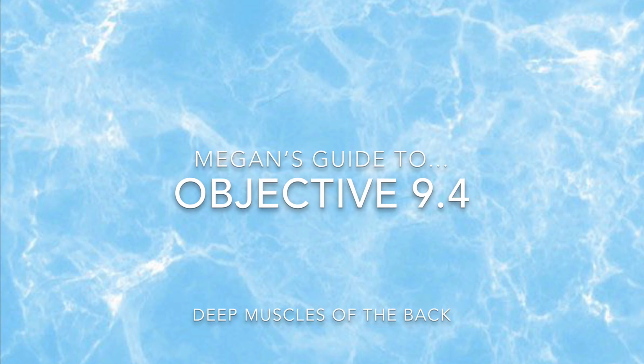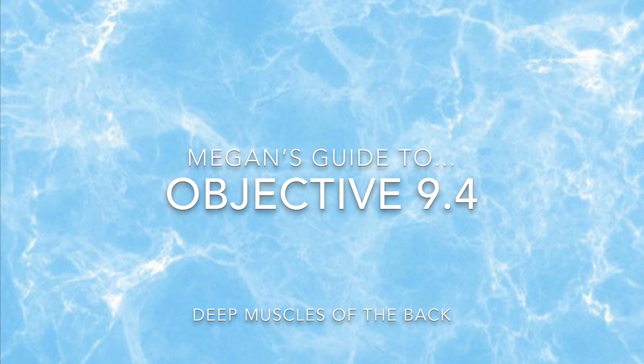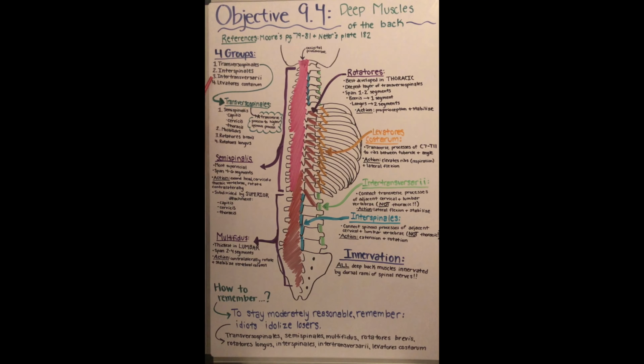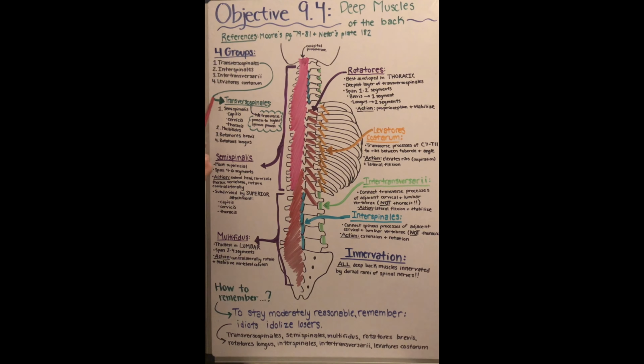Hello anatomists at large. Today we'll be discussing Objective 9.4, which covers the deep muscles of the back. There are four groups of deep back muscles: the transversospinalis, interspinalis, intertransversari, and levatores costarum.